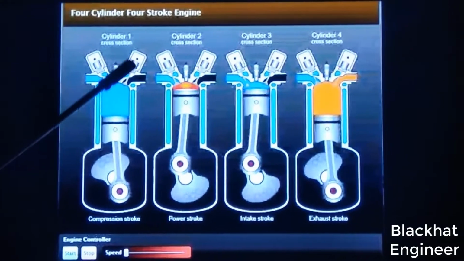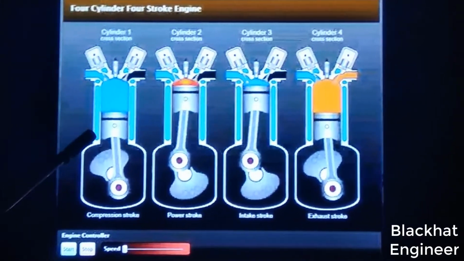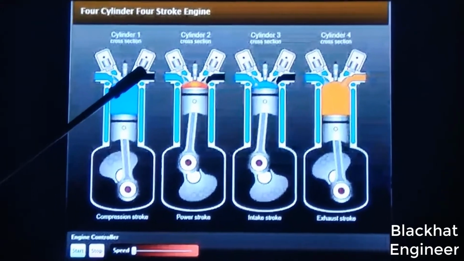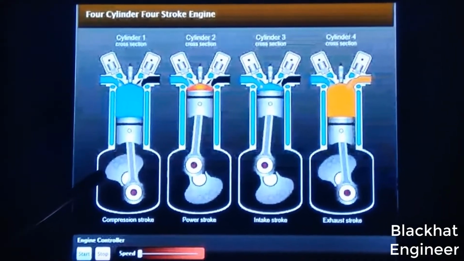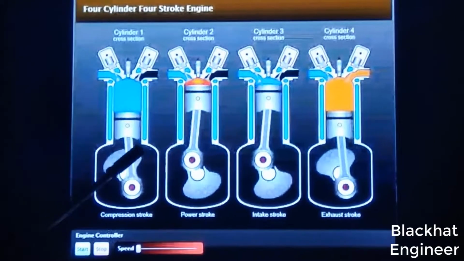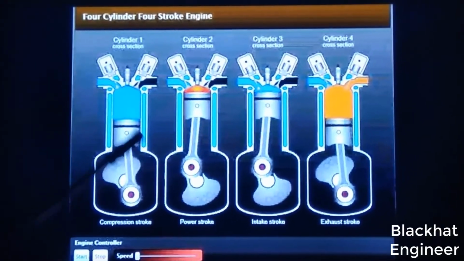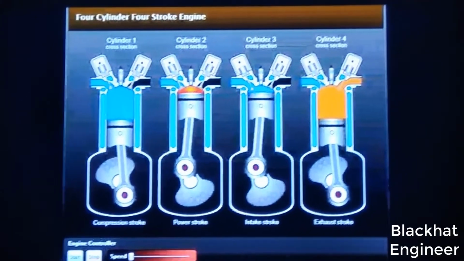And now we have the exhaust valve. Through the exhaust valve, when the fuel is burnt inside the engine, it's thrown out. And the crankshaft rotates, which further results in the relative motion of the piston to go up and down.